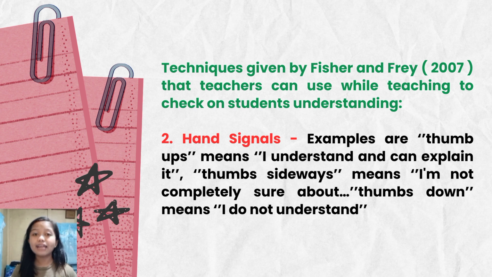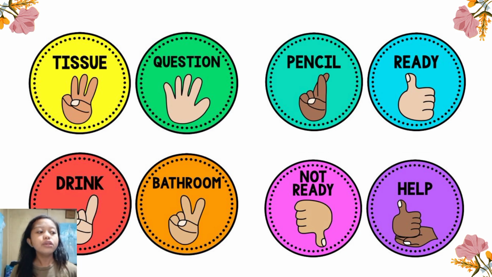Second, we have hand signals. Examples are thumbs up, which means I understand and can explain it, or thumb sideways, which means I'm not completely sure, and also thumbs down, which means I do not understand. So these are examples of common hand signals used in classroom management.